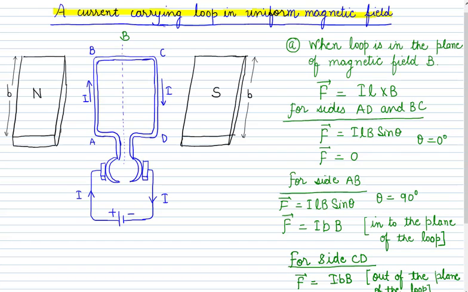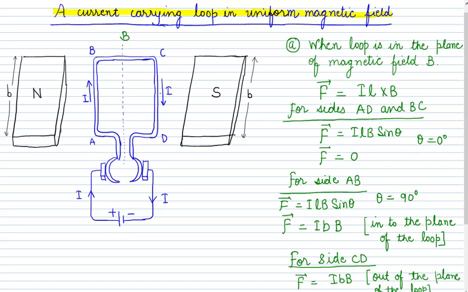And how did we get the direction? We got this direction using the right hand rule. For side AB, the current is upward and the magnetic field is in this direction. If you use the right hand rule and spread your index and middle fingers, with the index finger in the direction of current and the middle finger in the direction of magnetic field, then your thumb will point downward. That shows the direction of force, so it is into the plane of the loop, that means downward.